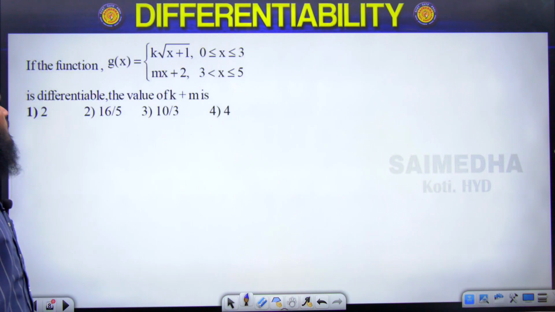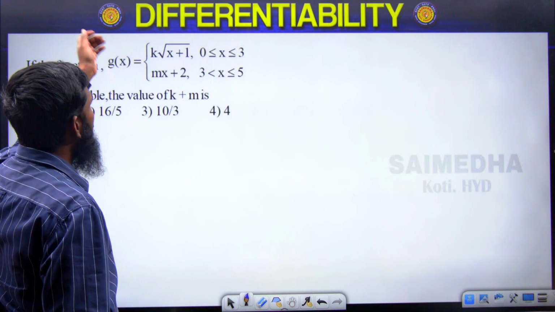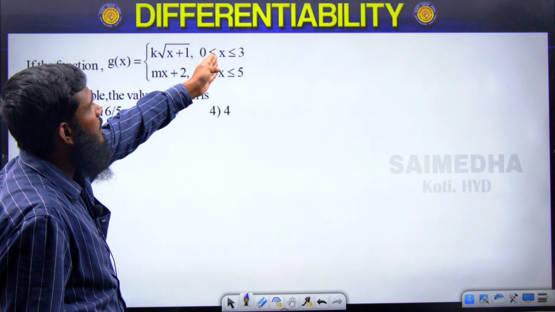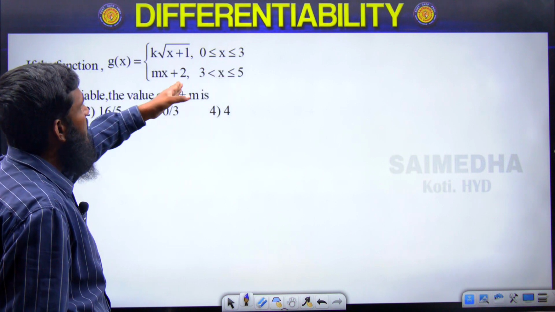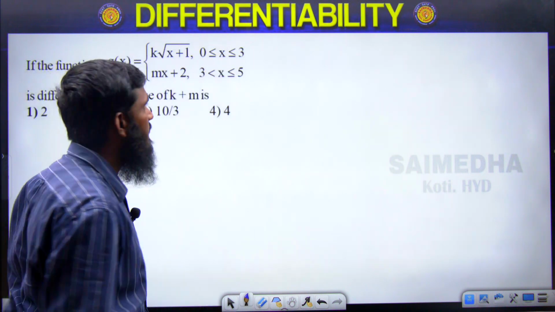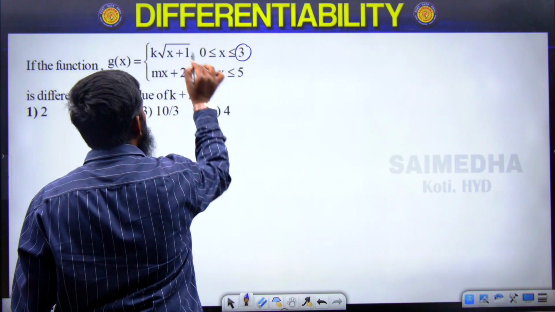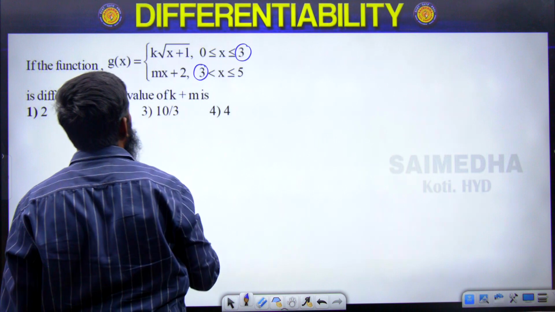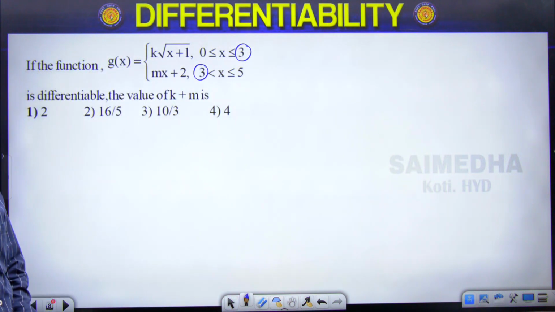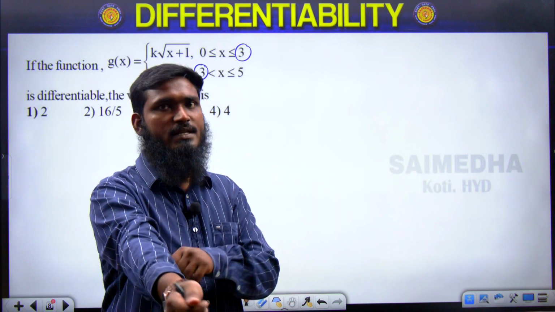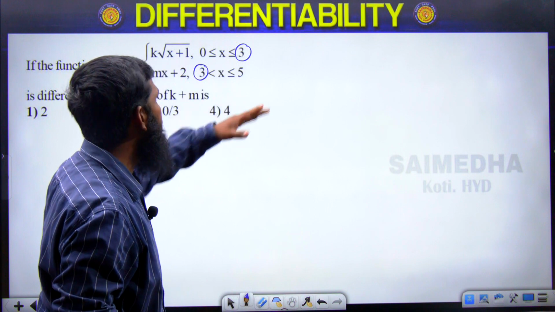Now let us go for the next question. If the function g of x is equal to k into under root x plus 1, for 0 less than or equal to x less than or equal to 3, and mx plus 2, for 3 less than x less than or equal to 5. If you consider this case over here, 3 minus is this part, 3 plus is this part. Like this we have taken 3 minus and 3 plus.